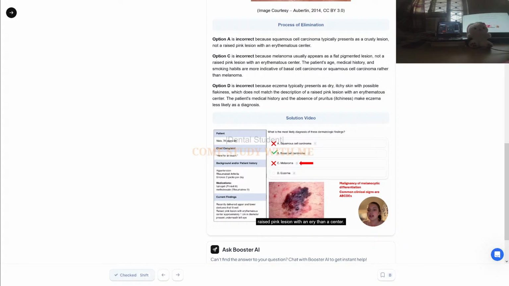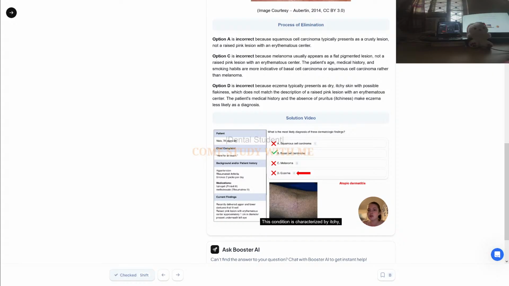Rather than a raised pink lesion with an erythematous center, melanoma follows the ABCDEs and presents as a brown, black, tan lesion with irregular borders that is known to change in appearance over time. Basal cell carcinoma also has a central umbilication and often bleeds easily, which is not the case with melanoma. This also typically has a much worse prognosis than basal cell carcinoma. And finally, we have eczema, which you also probably heard of, and it's also known as atopic dermatitis, and it's a chronic condition believed to be related to gene variations and too much bacteria on the skin.